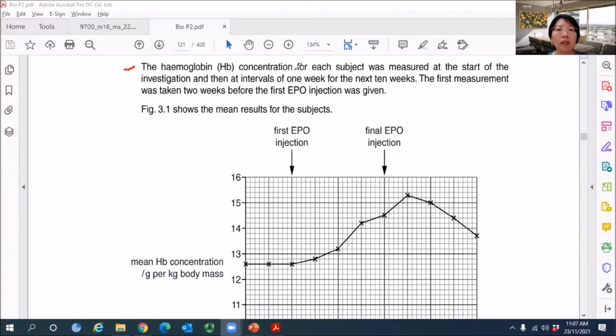So the hemoglobin concentration for each subject was measured at the start of investigation. So we are measuring hemoglobin concentration, okay? And then at intervals of 1 week for the next 10 weeks. So we're measuring every week for 10 weeks. The first measurement was taken 2 weeks before the first EPO injection was given. Okay, very good.